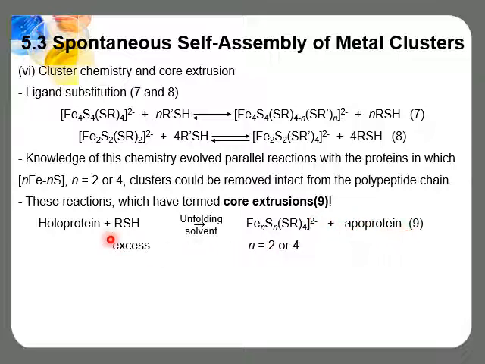The terminology holoprotein means the protein having the metal part, and the terminology apoprotein means the protein without metal.